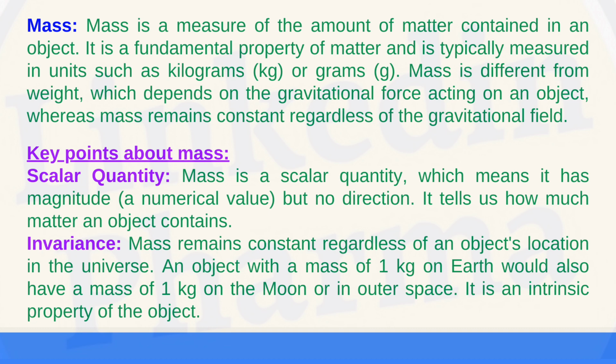Scalar quantity. Mass is a scalar quantity, which means it has magnitude, a numerical value, but no direction. It tells us how much matter an object contains. Invariance. Mass remains constant regardless of an object's location in the universe. An object with a mass of 1 kg on Earth would also have a mass of 1 kg on the Moon or in outer space. It is an intrinsic property of the object.